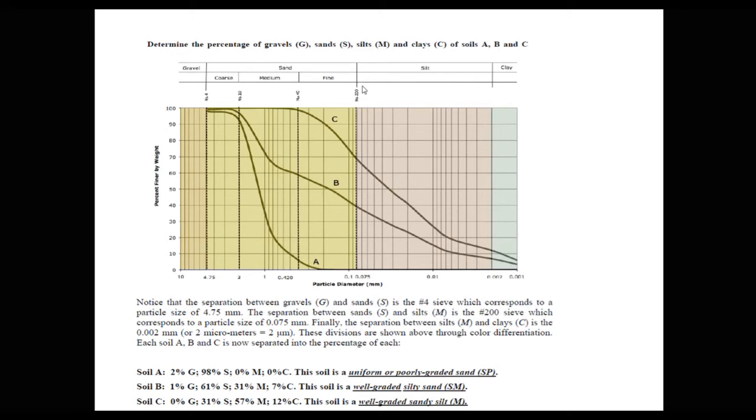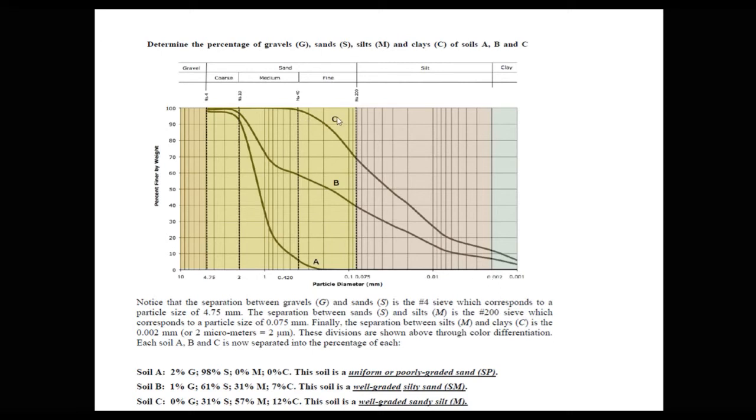Now, what is the size of this number 200 sieve? It's 0.075 millimeters. And anything that is smaller than 0.002 millimeters is clay. So you have to keep these four numbers as well as these numbers in your mind to discern between silts and clays.